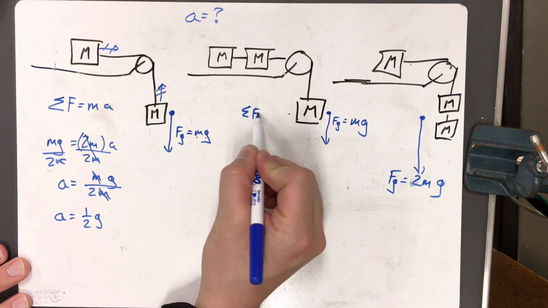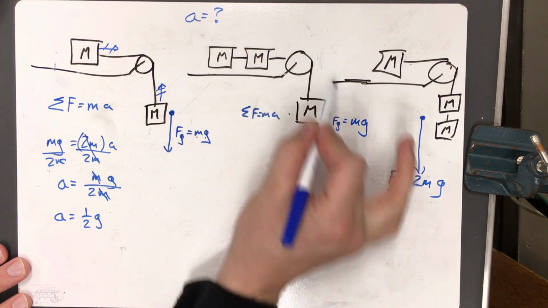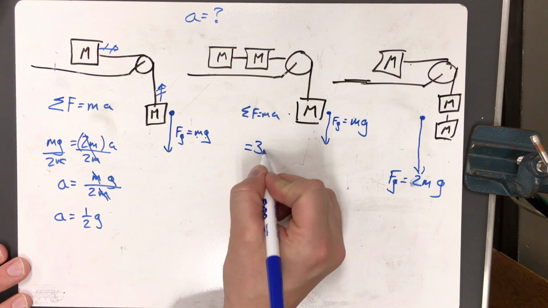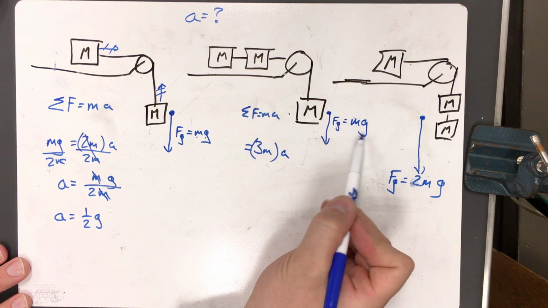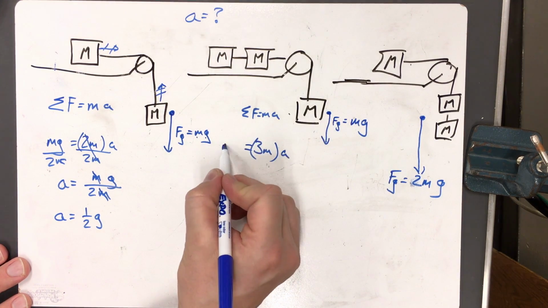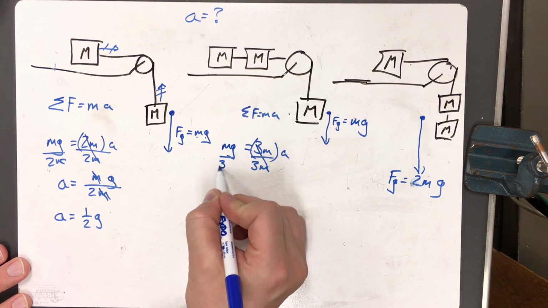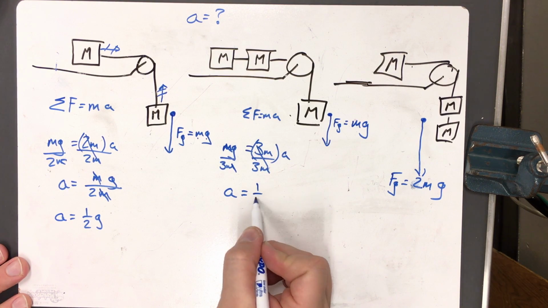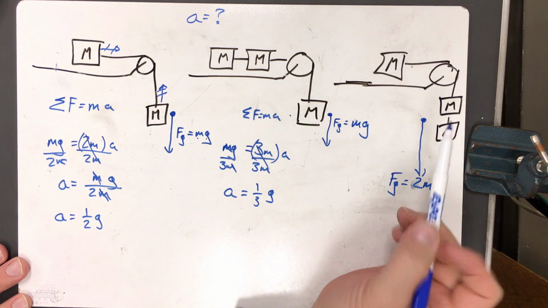Same deal. Net force is equal to mass times acceleration. What's the total mass of this system? It'd be 3m. So 3m times acceleration, and then what's the total force on this system? mg. So divide both sides by 3m, and acceleration, this would cancel, and what we're left with is 1/3 the acceleration of gravity. Okay? Then take a look here at the last one.